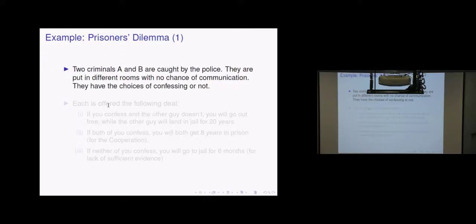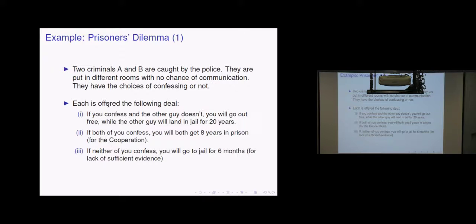Okay, so the setup is like this. There are 2 criminals or 2 suspects, A and B. They are caught by police and put in different rooms with no chance of communication. And the police give them the following choices. They have the choice of either confessing or not confessing, right? Okay, so here's what they get offered. Each is offered the following deal.